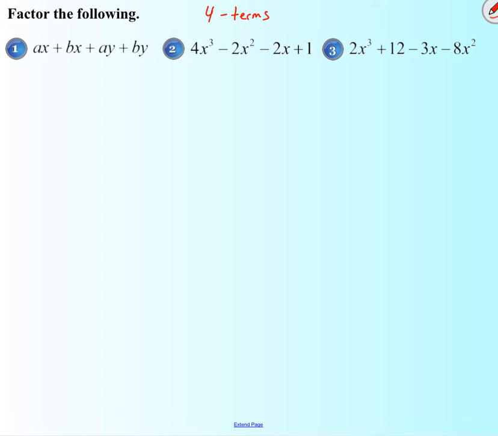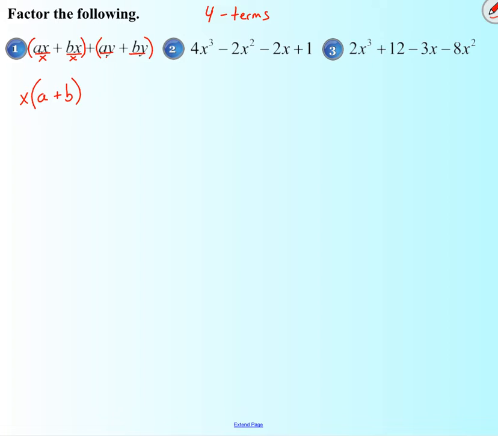Looking at number 1, it's called grouping because what you want to do is group your first two and your second two terms together. And then from here, you're going to basically use the GCF method in both quantities. So is there a GCF in the first two terms? In that first quantity? Yes, there is. You can factor out an x. That would leave you with an a plus b.